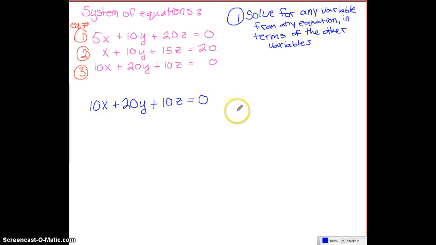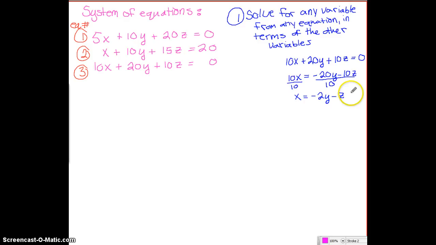I'm going to go ahead and move over to the other side everything but the variable that I'm solving for. So I'm going to have 10x is equal to negative 20y, or yeah, negative 20y minus 10z. Now I'm going to divide away this 10 from both sides of the equation so I can get x by itself. So I'm going to be left with x is equal to negative 2y minus z.